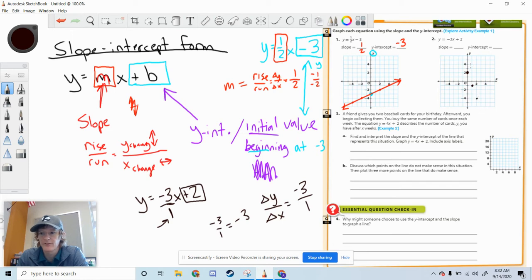And I can't fit another one here, but I am going to go the opposite direction up here. I'm going to go up 3 and to the left 1. And I'm going to connect all 4 of these points with my straight edge ruler once more. And then we should have a good graph of this line.